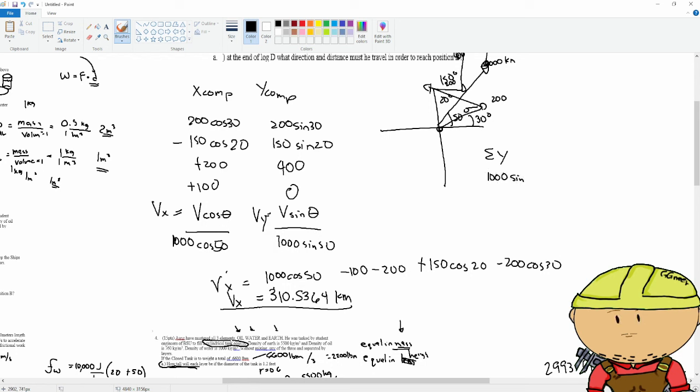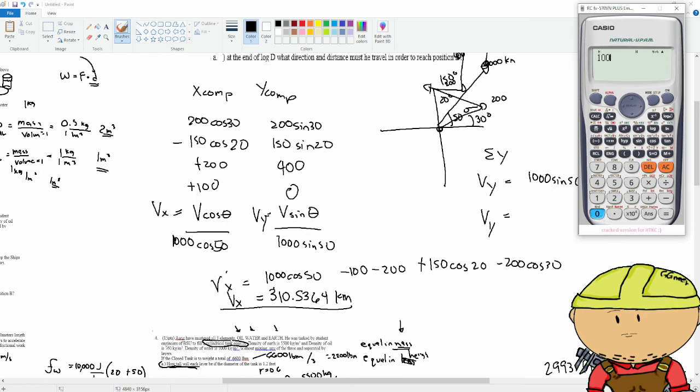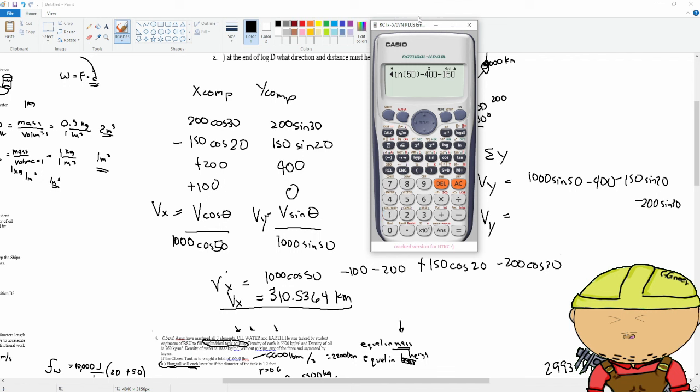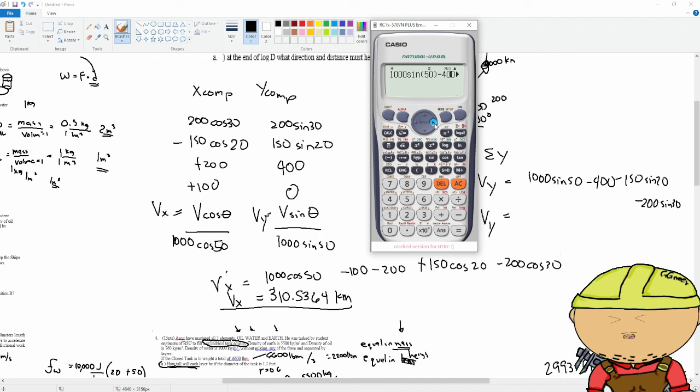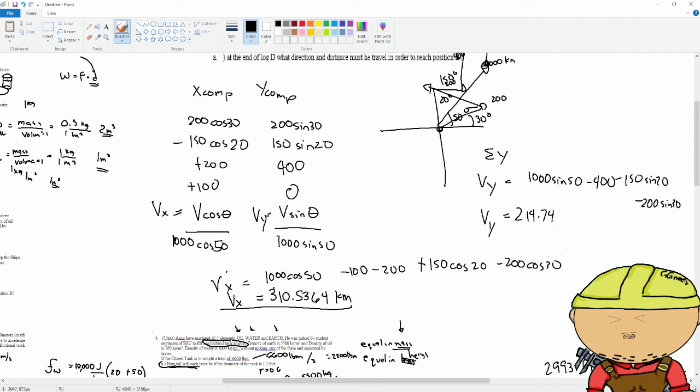1,000 sine 50. Let's just do Vy. Vy is equal to 1,000 sine 50 minus 400 minus 150 sine 20 minus 200 sine 30. What is Vy? 1,000 sine 50 minus 400 minus 150 sine 20. That's 214.7414. Did we do it correctly? Double check. Always make sure that you're getting the correct answer. No, pretty good. 214.7414 kilometers. Okay, so that's Vy and Vx.